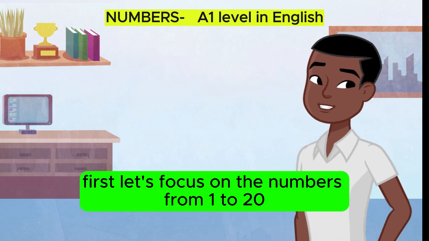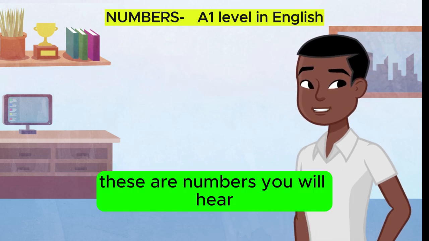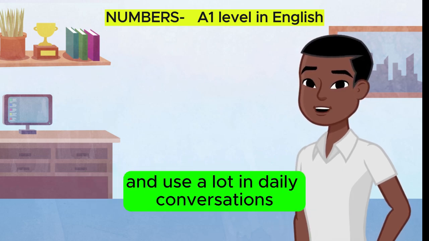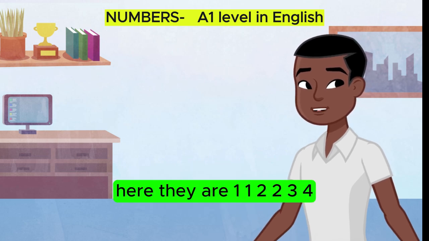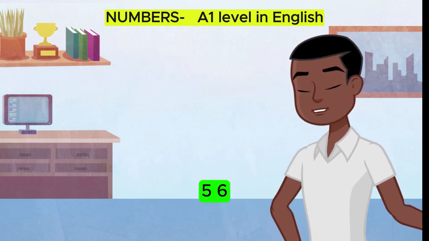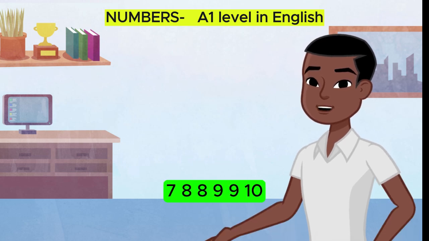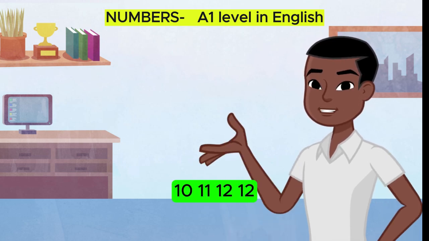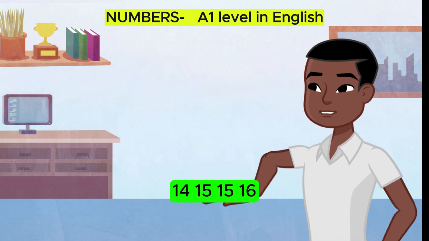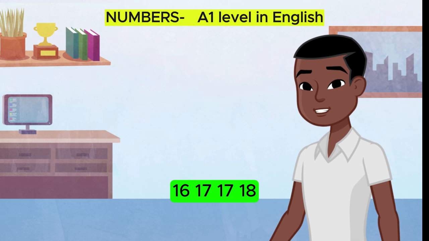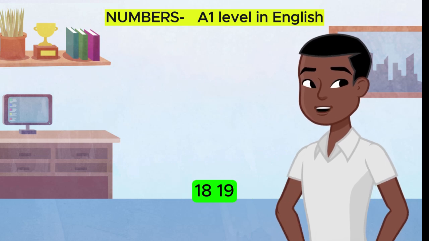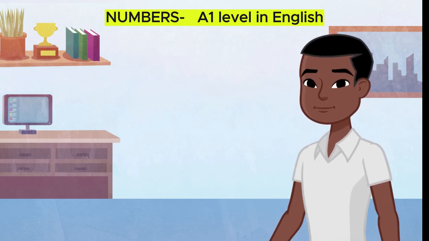First, let's focus on the numbers from 1 to 20. These are numbers you will hear and use a lot in daily conversations. Here they are: 1, 2, 3, 4, 5, 6, 7, 8, 9, 10, 11, 12, 13, 14, 15, 16, 17, 18, 19, 20.